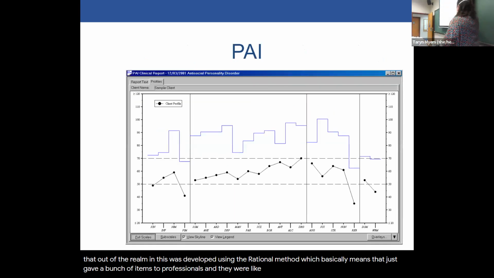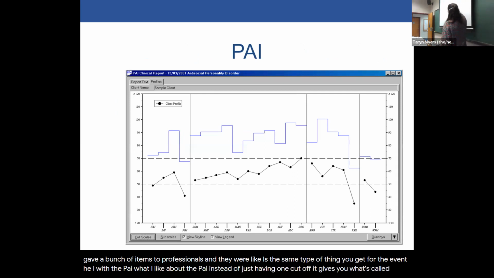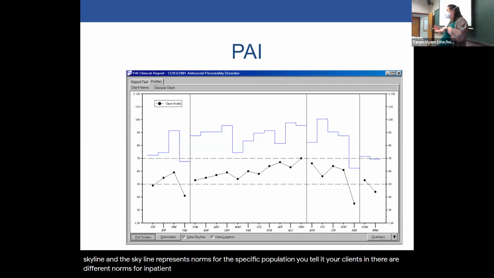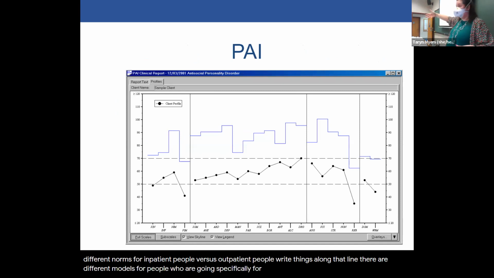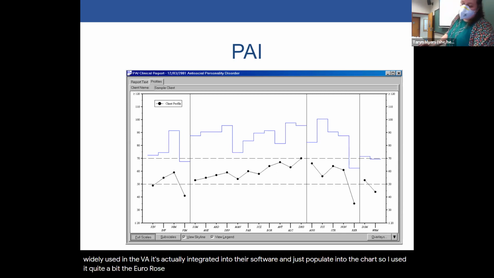Here is the same type of thing you get for the MMPI with the PAI. What I like about the PAI, instead of just having one cutoff, it gives you what's called the skyline. And the skyline represents norms for the specific population you tell it your client's in. So there are different norms for inpatient people versus outpatient people, right? Things along that line. There are different norms for people who are going specifically for substance use treatment, right? Things along those lines. And so that can be really helpful. The PAI is widely used in the VA. It's actually integrated into their software and just populates into their charts. So I used it quite a bit the year I was on my residency there.